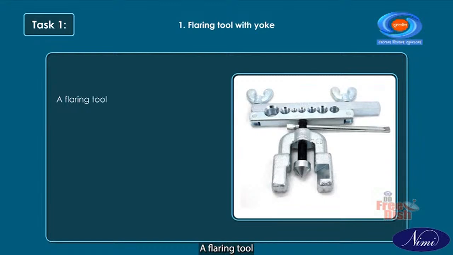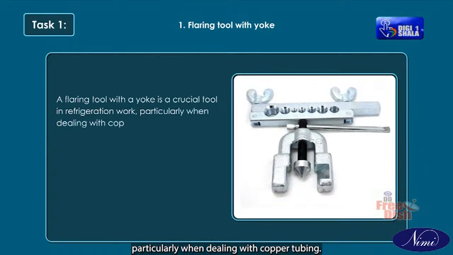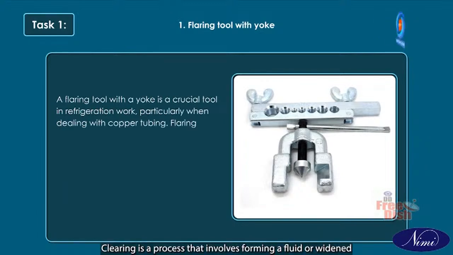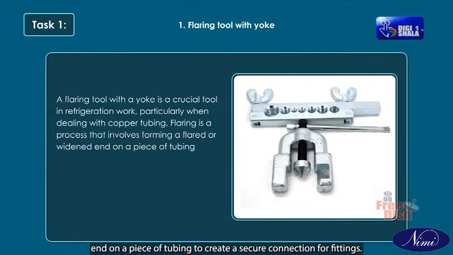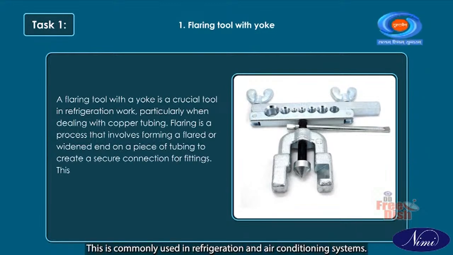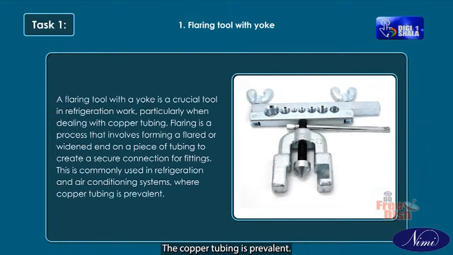A flaring tool with a yoke is a crucial tool in refrigeration work, particularly when dealing with copper tubing. Flaring is a process that involves forming a flared or widened end on a piece of tubing to create a secure connection for fittings. This is commonly used in refrigeration and air conditioning systems where copper tubing is prevalent.